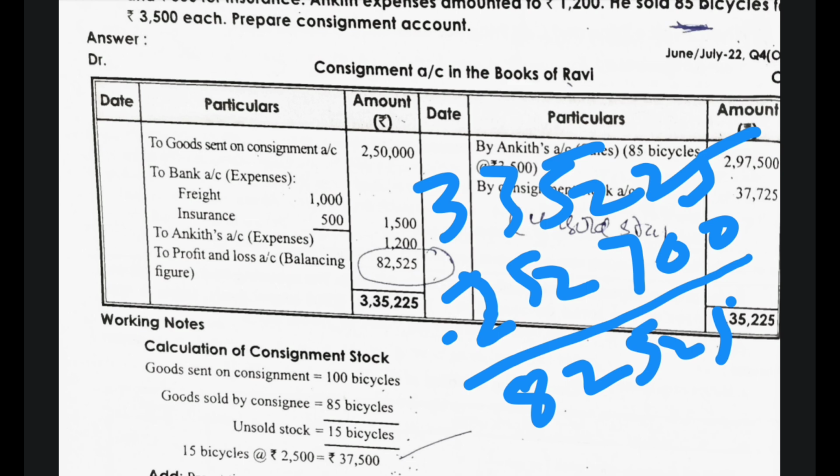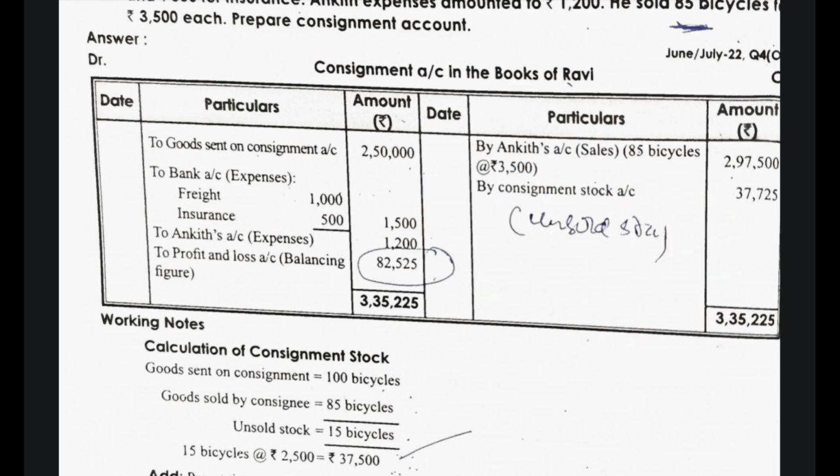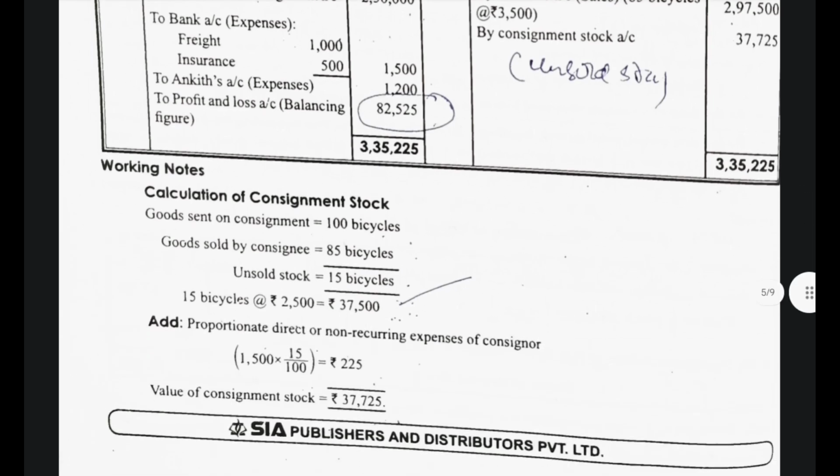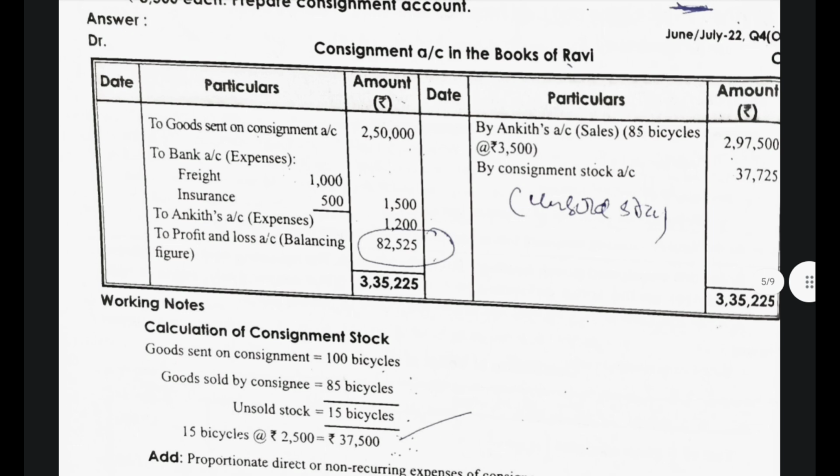It's clear, no? First, what we have done is we have taken goods sent on consignment, consigner expenses, consignee expenses, then sales value, then we have calculated the unsold stock in this way. After adding this unsold stock and sales value, we got 3,35,000. From there we have deducted these three items, and we are getting the profit as 82,525.